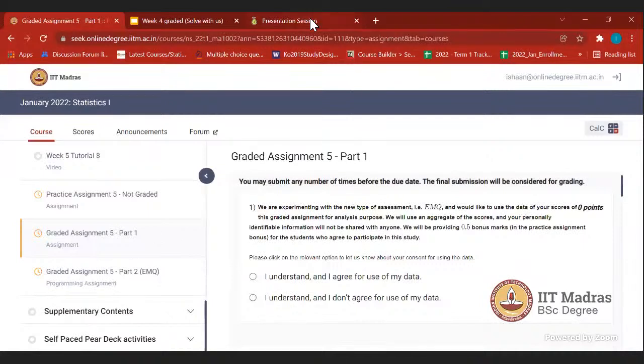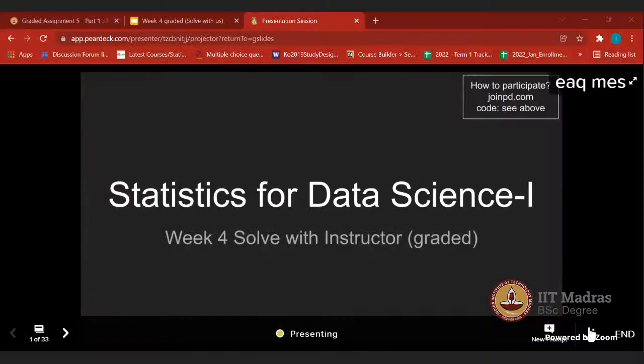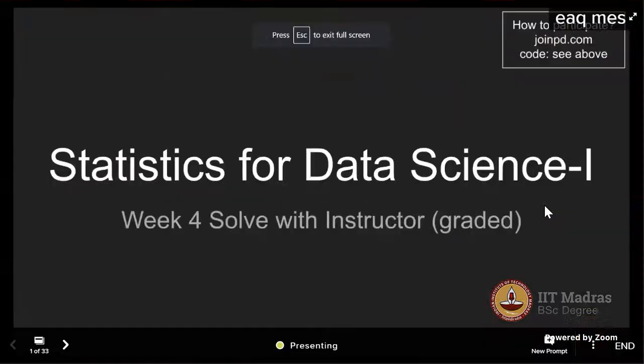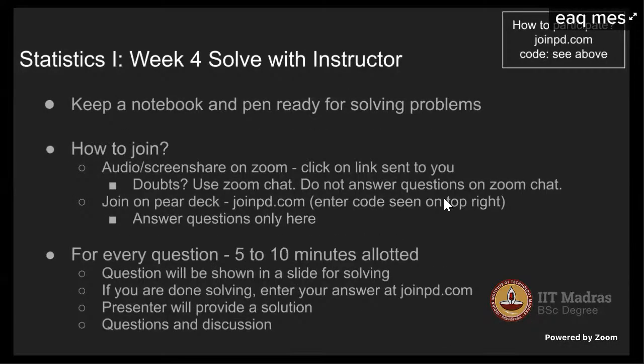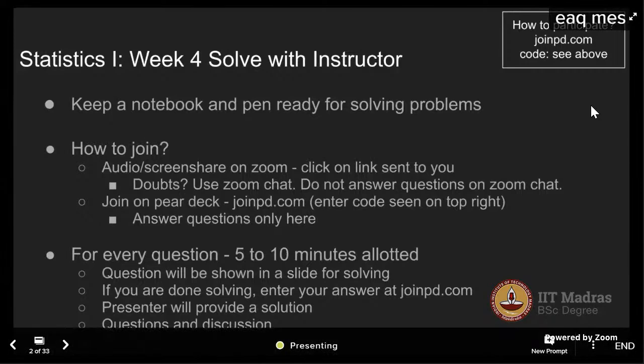Moving on to this session. Okay, so week 4 solve with us. Can you all please go to joinpd.com and enter the code on the right top of the screen?